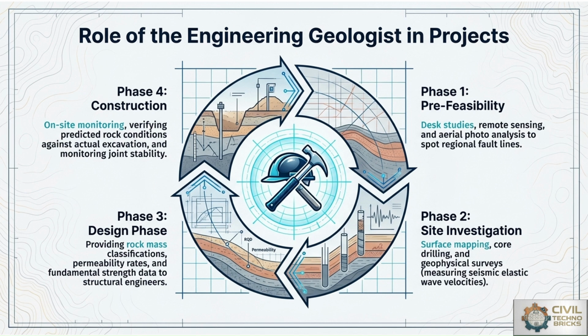During site investigation, they assess rock formations, faults, geological strata, groundwater conditions, and subsurface explorations. That is phase 1, pre-feasibility, where desk studies are carried out using remote sensing techniques and aerial photogrammetry, analyzed by the engineering geologist to spot regional fault lines. The second phase will be the site investigation, where surface mapping, core drilling, and geophysical surveys are carried out by the method of seismic activity or elastic wave velocities, where the geological data supports design decisions for foundations, dams, tunnels, and highways.